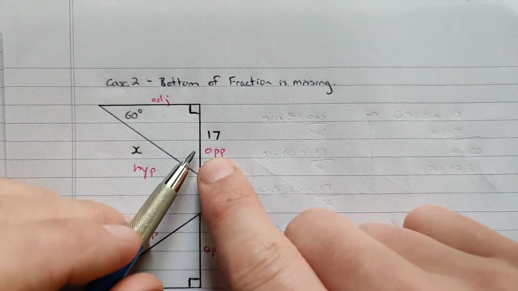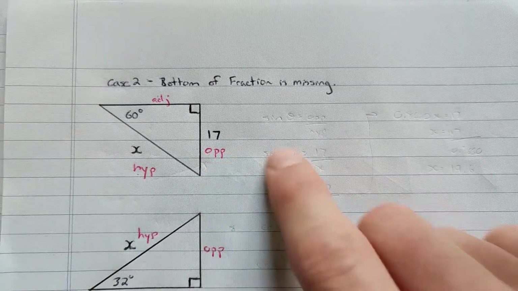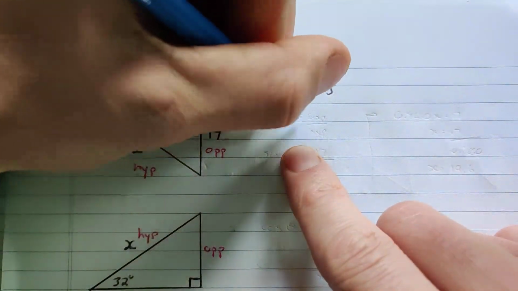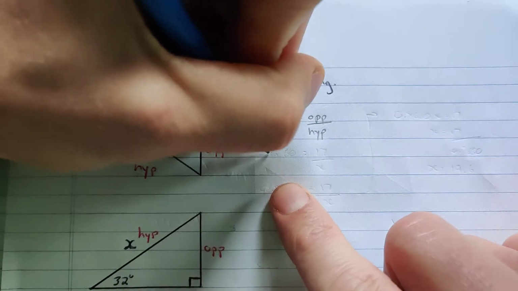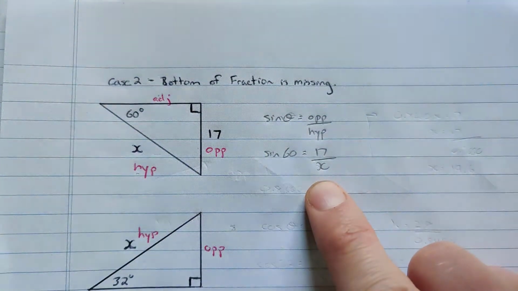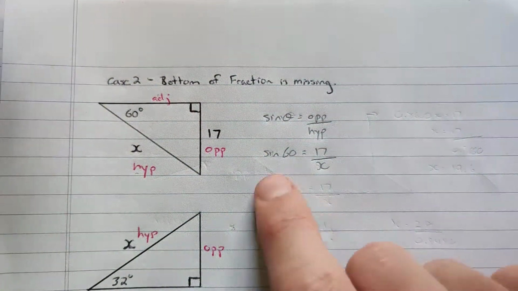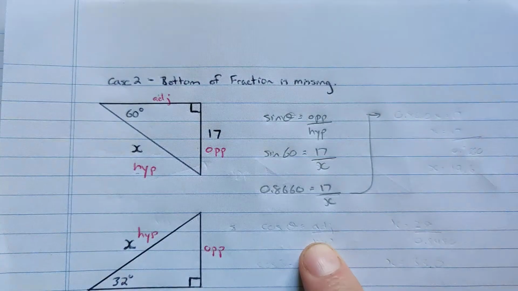So in this case, labeling my sides, opposite, adjacent, hypotenuse. I got the opposite and hypotenuse, so that is sine. I fill in my values. And in this case, the x is on the bottom. Start off the same. 0.8660 equals 17 over x. So I'll just continue that up here.